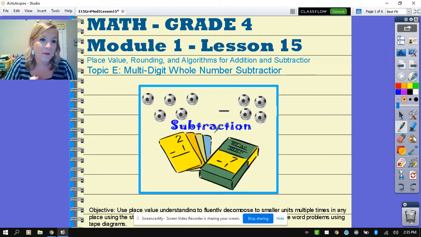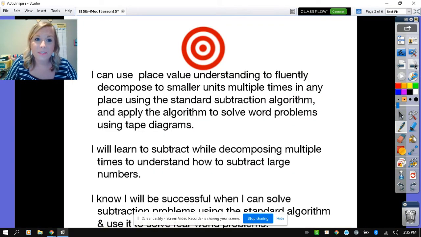Today we are on Module 1, Lesson 15, and we're going to continue with subtraction today. So, today we're going to use place value understanding to fluently decompose to smaller units multiple times in any place using the standard subtraction algorithm, and then apply this algorithm to solve word problems using tape diagrams. So those are really big fancy words for saying we're going to keep doing subtraction, and this time we're going to keep regrouping until we are able to solve the subtraction problem correctly.